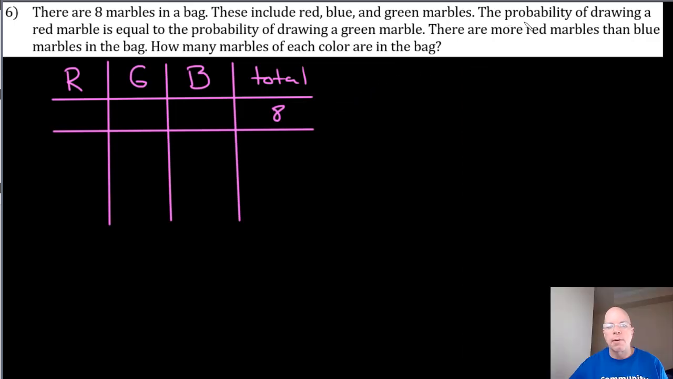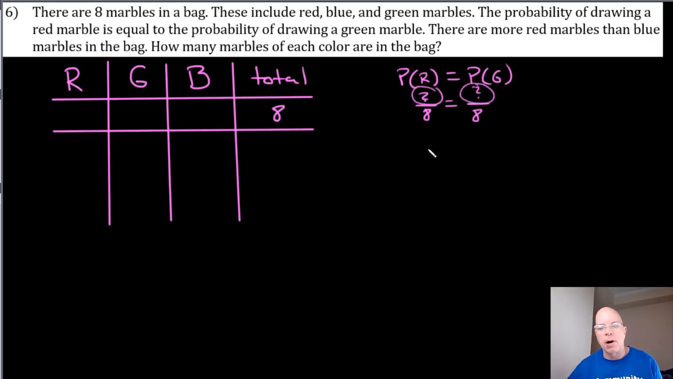The problem tells us that the probability of drawing a red marble is equal to the probability of drawing a green marble. Without even knowing how many there are, the probability of red, if it's equal to the probability of green, they're both some number of 8s. I don't know how many 8s, but if they're equal, then these numerators must be the same. They must have the same number of marbles. If it's equally likely to draw red as a green, then the number of red must equal the number of green. The other clue that's given is that there are more red marbles than blue marbles. So red is also greater than blue. And since red is equal to green, green is greater than blue.